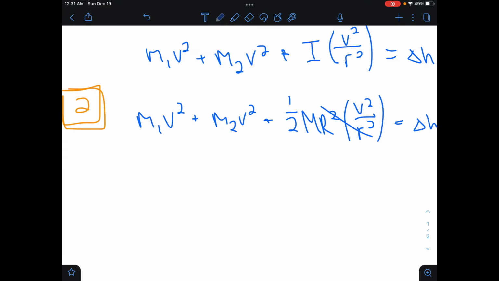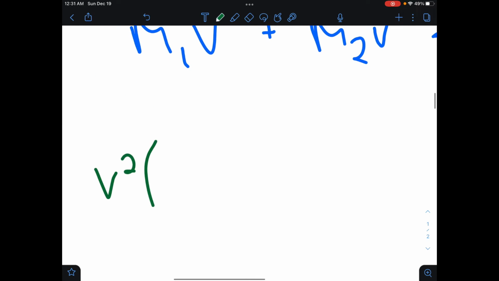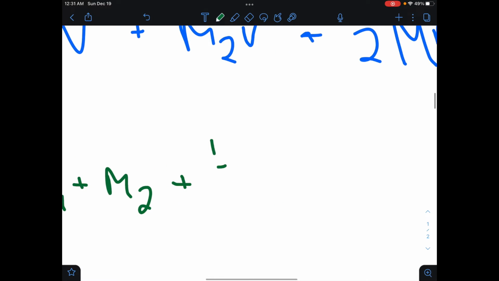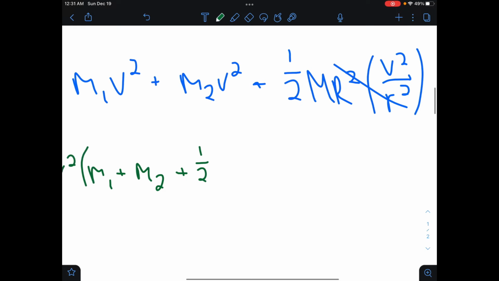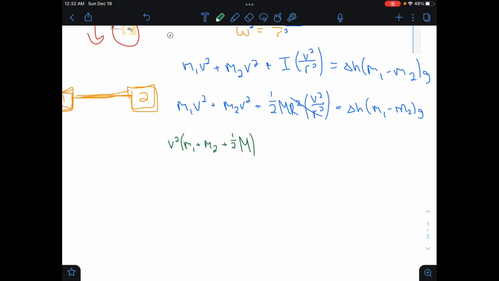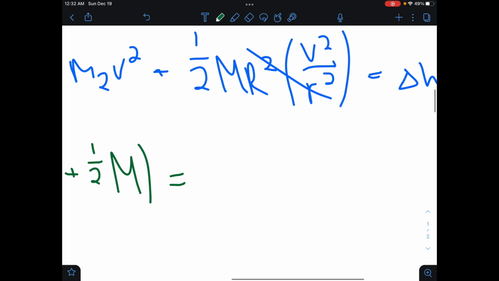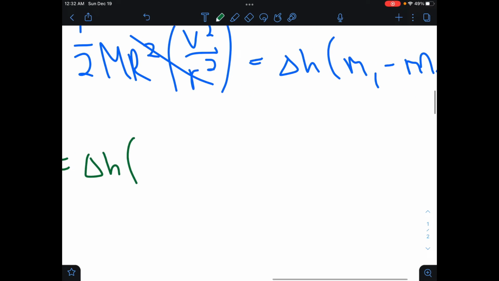Now I can pull out the velocity squared and make this thing look a little bit nicer before I plug in all my stuff. So we got v squared times m1 plus m2, so 1/2, isn't it? Yeah. Okay. This big M is the mass of the pulley. Yeah, it's the mass of the pulley. Again, this is all just algebra to this point.